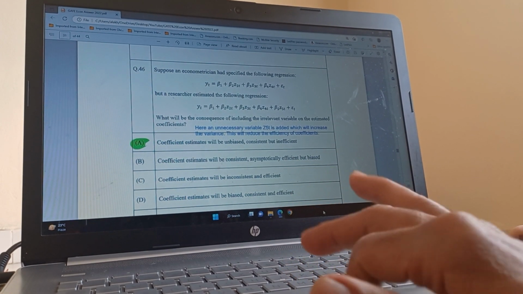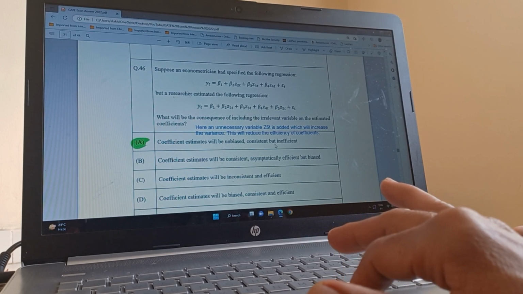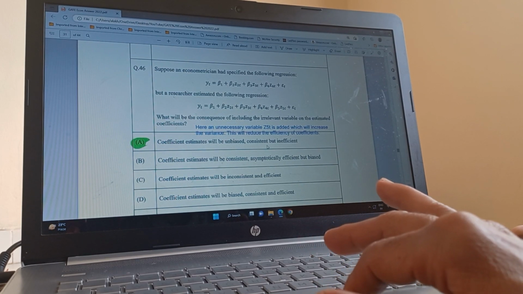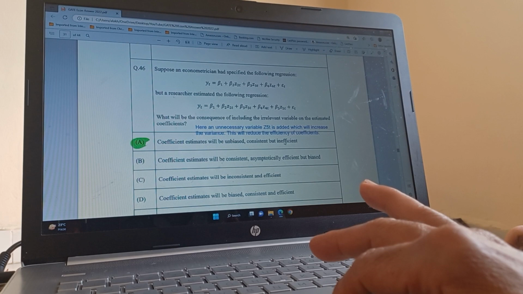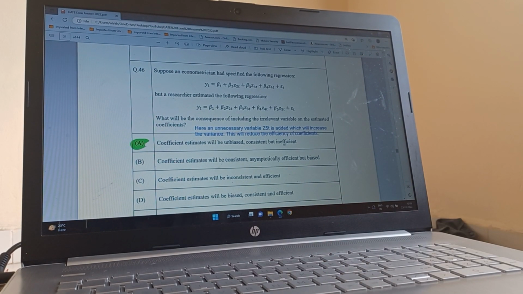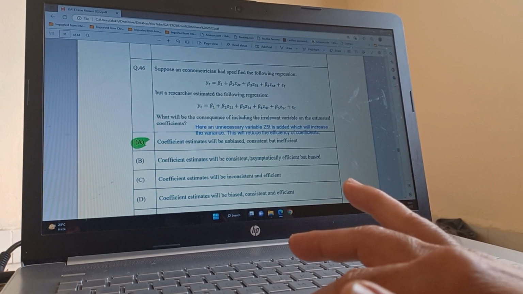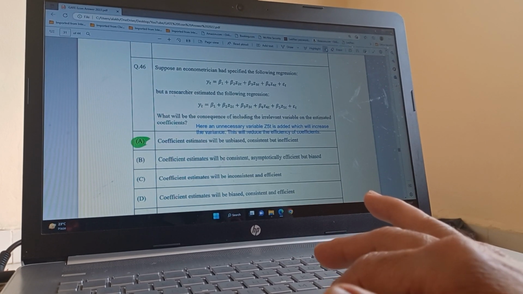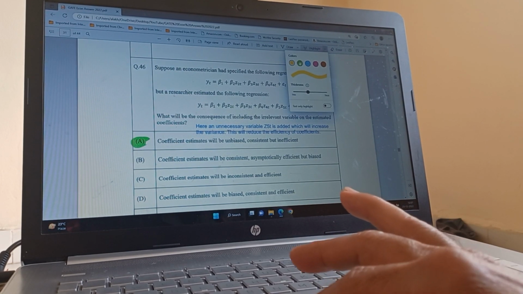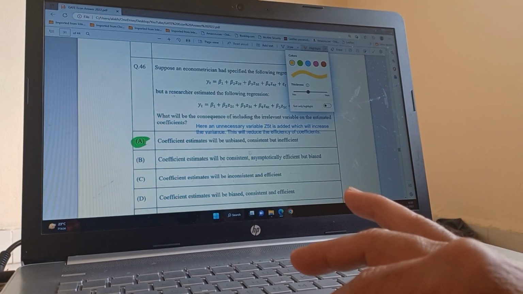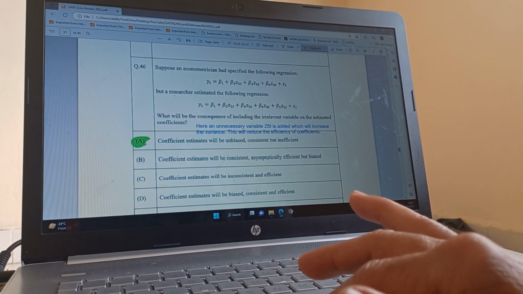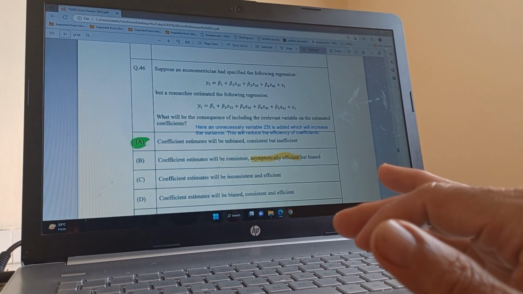So choice A is unbiased, consistent but inefficient. Yes, this choice A seems to be correct. What about choice B? Coefficient estimates will be consistent, asymptotically efficient but biased. No, they cannot be asymptotically efficient. So this part is not correct, which makes the choice incorrect.